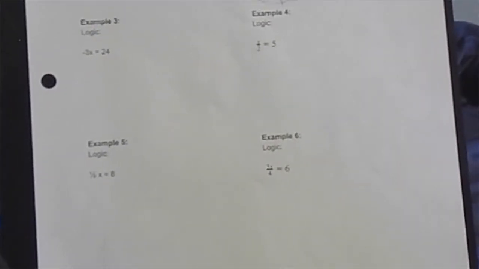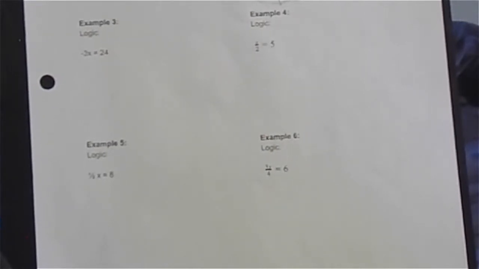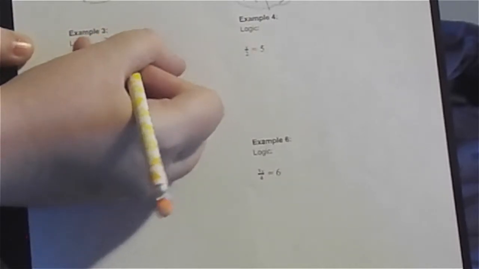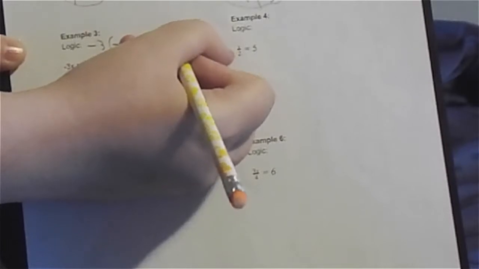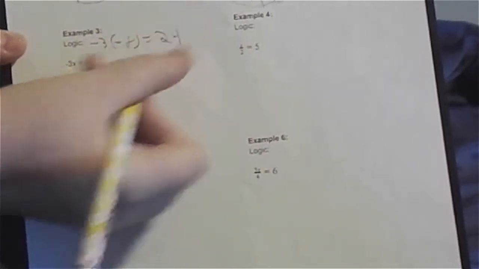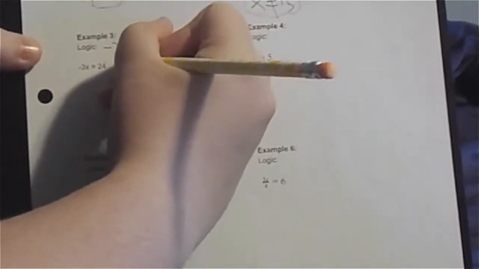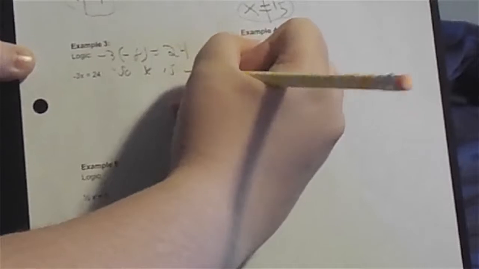Over here in example 2, it says negative 3 times some number is 24. Well, negative 3 times negative 8 is positive 24, because 3 times 8 is 24, and negative times a negative is a positive. Therefore x is negative 8.